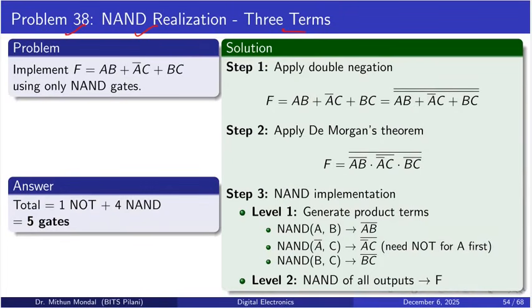Problem number 38, where we have NAND realization with 3 terms. Now the function that we need to implement has 3 terms: AB plus A bar C plus BC, and we have to use only the NAND gate here.